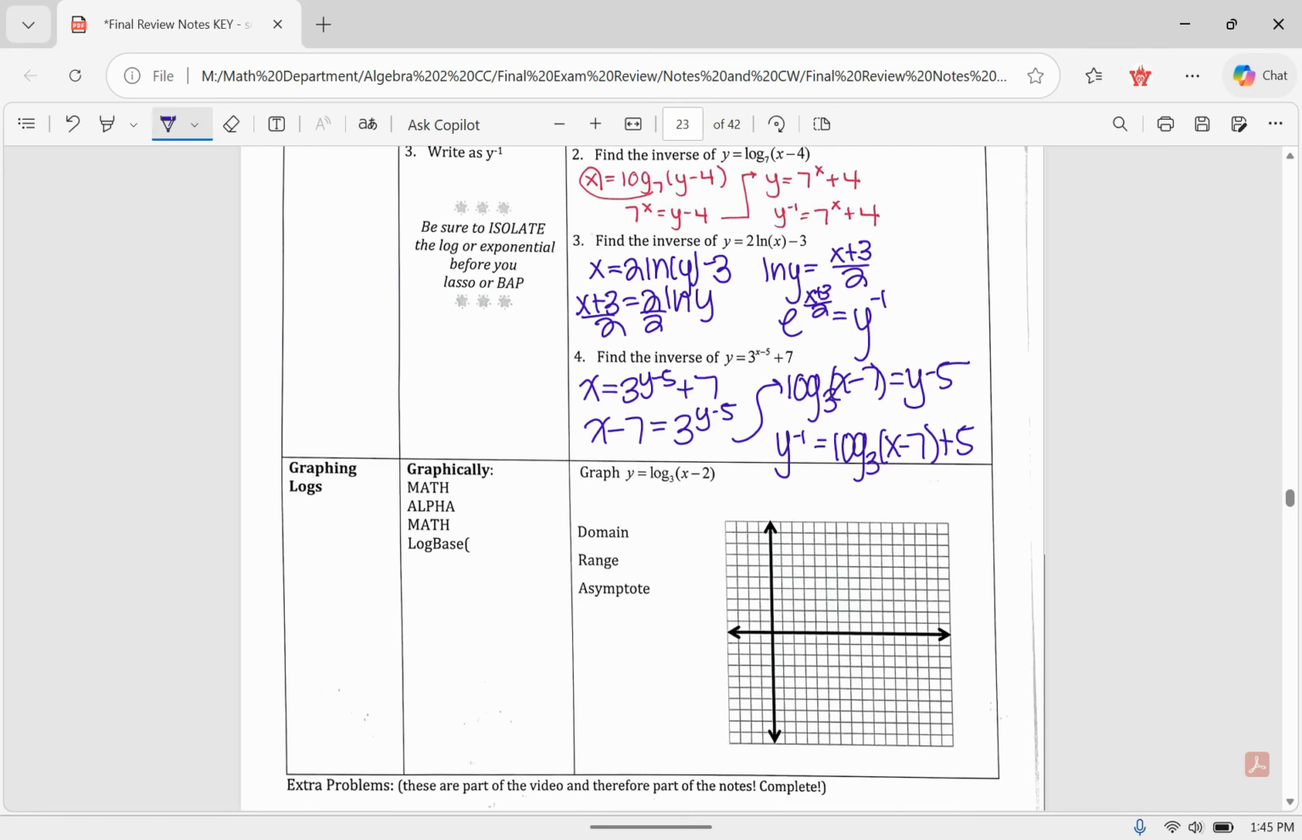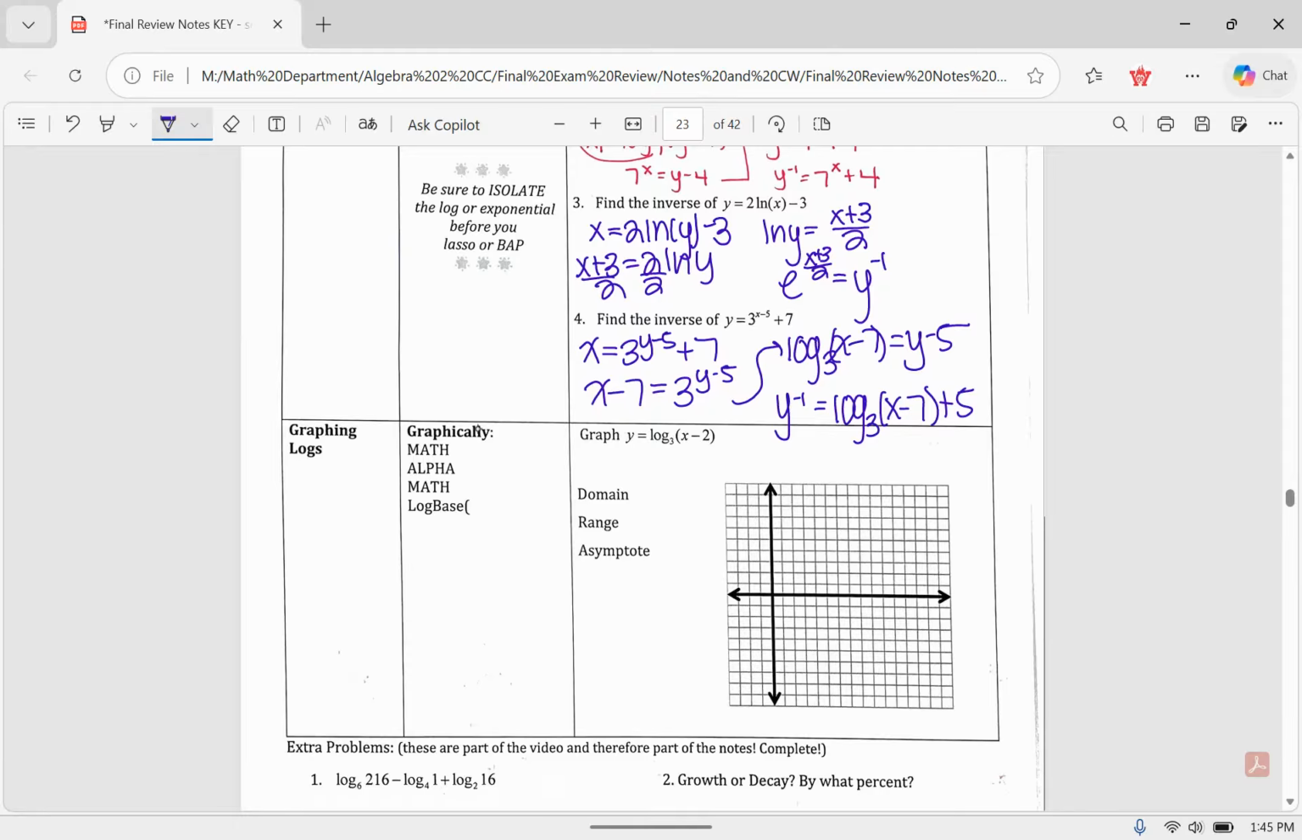Now, if we want to graph a log, these are keystrokes: math, alpha, math, and that'll pull up your log base. Before I even get started here, I can tell you this is a log function that's been shifted to the right 2 units. Normally, logs have an asymptote at the y-axis, but if I shift everything over 2 units, here's your asymptote at x equals 2.